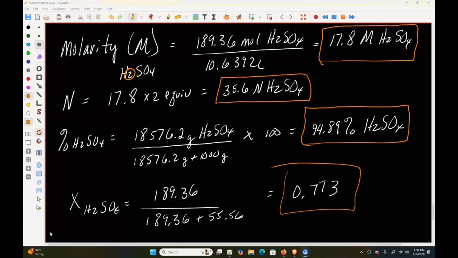So today we didn't just learn a bunch of new formulas, we learned different ways chemists describe how much is mixed with how much. Whether it's molarity, molality, normality, percent concentration, or mole fraction, each one gives us a slightly different lens for looking at the same solution. And now you know how to move between those lenses by converting from one form of concentration to another.